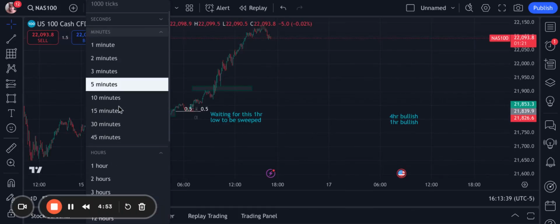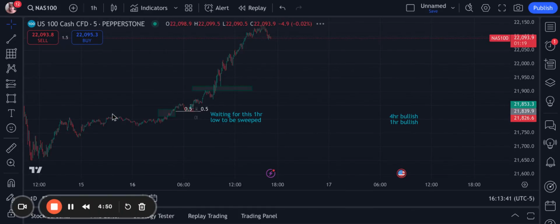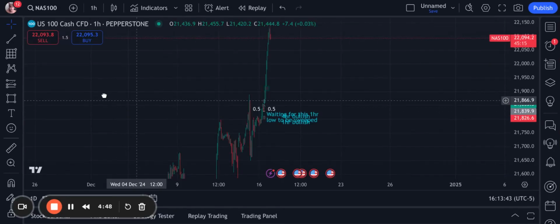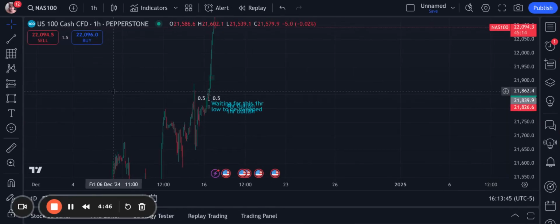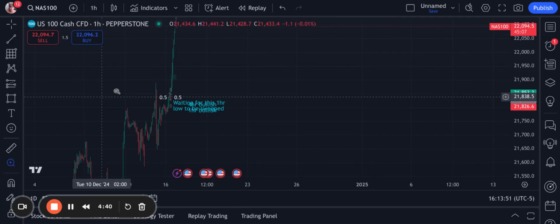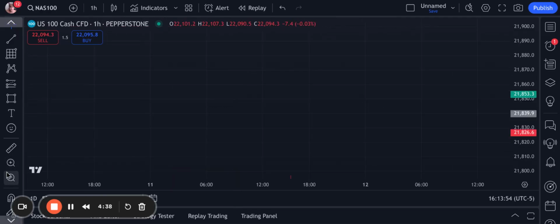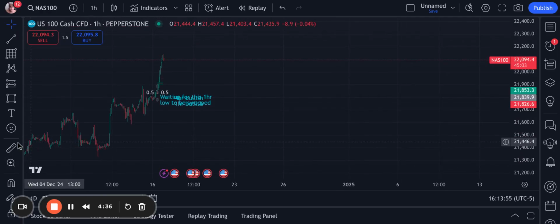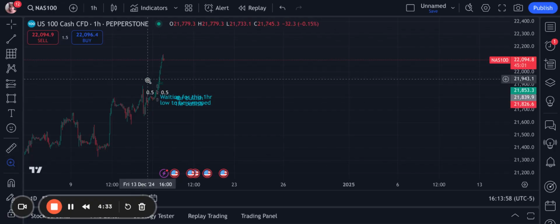So for this example, it was a winning trade, which is dope. Anyways, the 4 hour was bullish and the 1 hour was bullish for this example. I don't know why my chart is looking so funny, but it's going to take me a second to get this right.